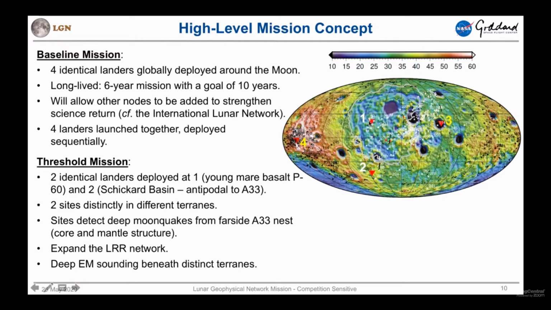lava flows, well within the PKT, and then down in Schickard Basin, down here, which would be antipodal to one of the few far side deep moonquake nests, or approximately antipodal to that A33, which would allow us to record the seismic waves through the deep interior of the Moon, including the core here, and then record those same seismic waves from that nest through the far side here without going through the core. So we would just see the effects of the mantle and the crust at that site.